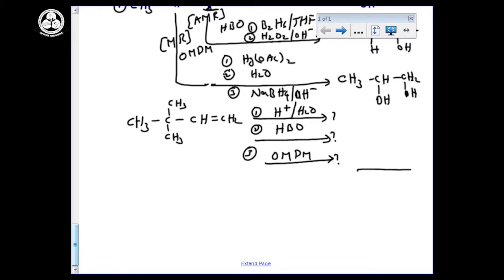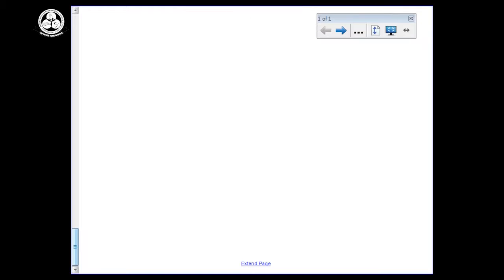Okay. Another most important property of alkenes is ozonolysis. Who all are preparing for JEE and NEET? JEE students and NEET students, they will ask a direct or indirect question on ozonolysis every year. Ozonolysis of alkene is a very important discussion for us.